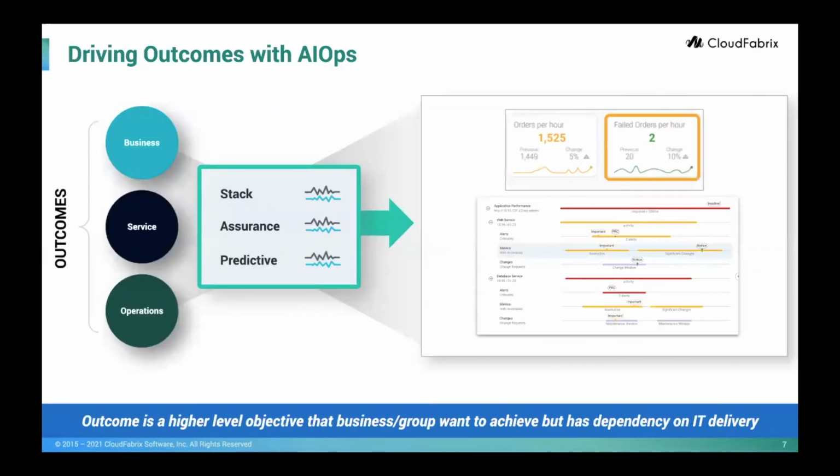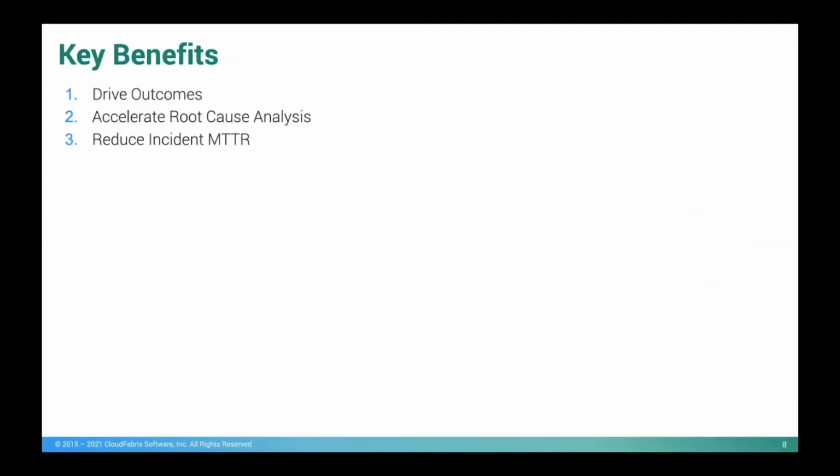And how we are able to track and report on these outcomes is by using the Radar View, where we bring together data from business KPIs, service metrics, and operations data, and then we continuously monitor and report on the performance and health of the outcomes. Just to summarize the key benefits, Radar View enables you to track and drive outcomes, accelerate root cause analysis, and reduce mean time to resolve incidents.